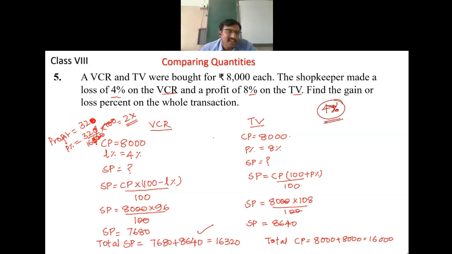Shobhan, you started telling that there is a loss on VCR of 4% and a profit of 8% on TV. On the whole transaction, the difference would be 4% gain. Actually, when we calculate, we have got 2%. We did not get 4%. So we should not follow like that. We have to separately find CP and SP. Understood?